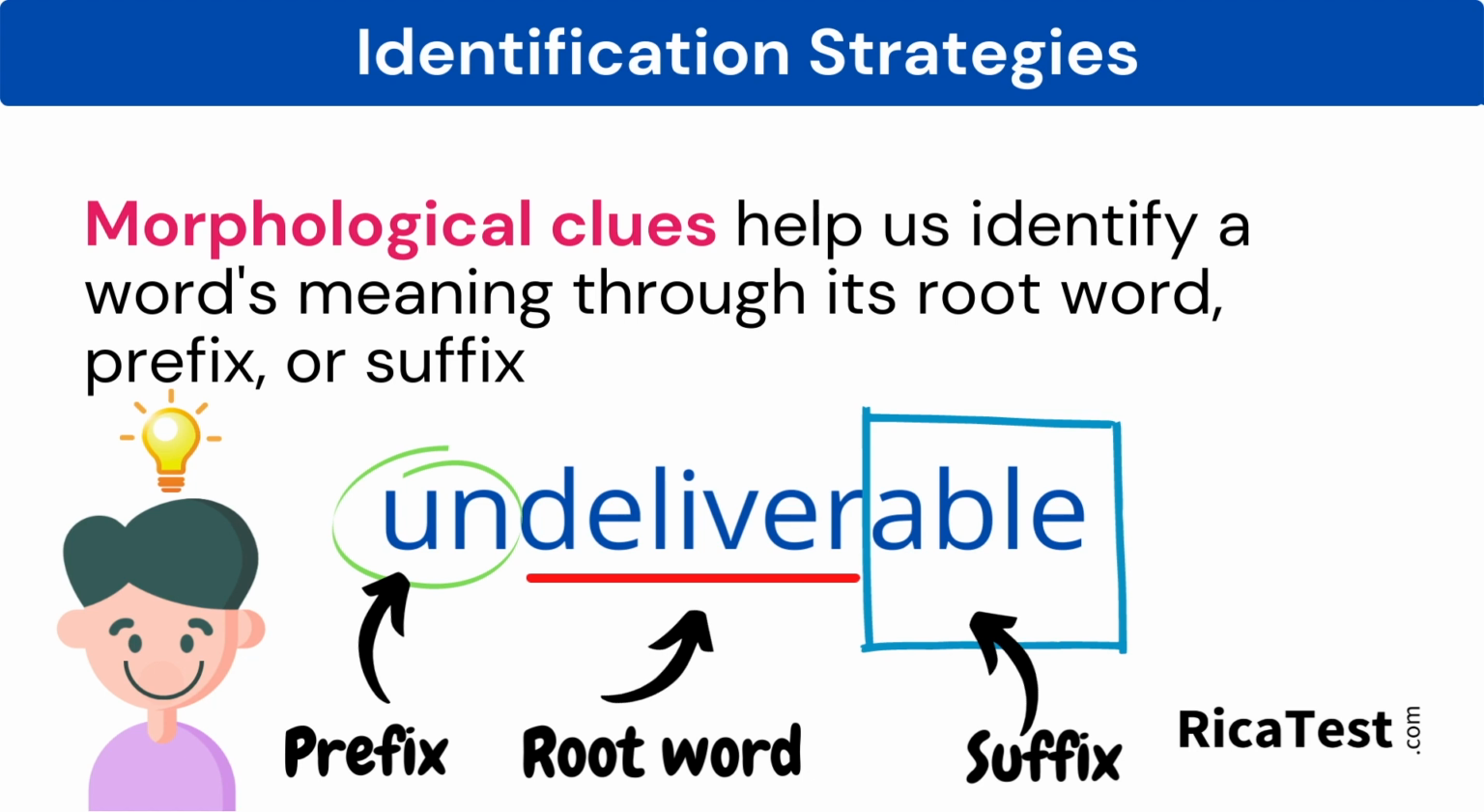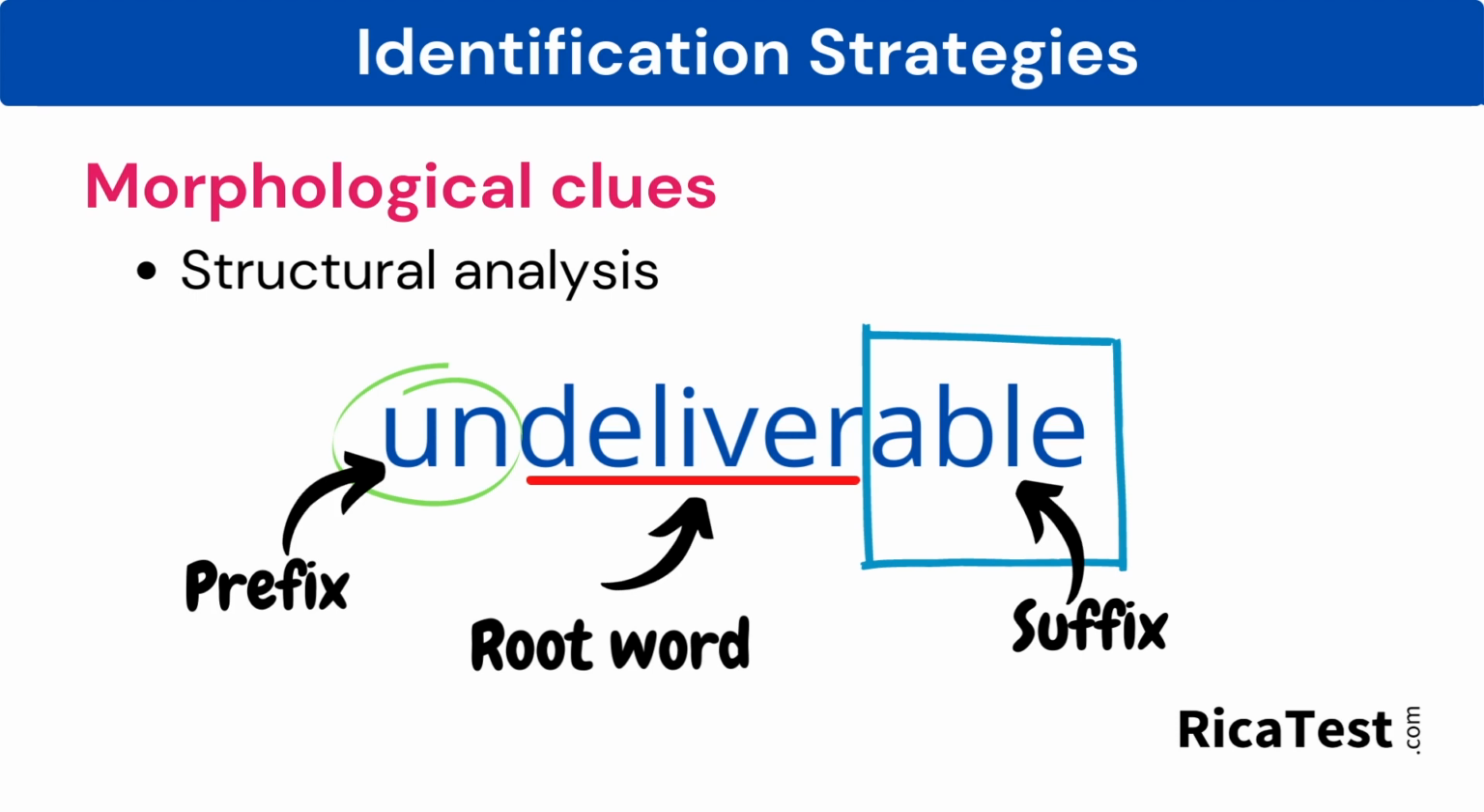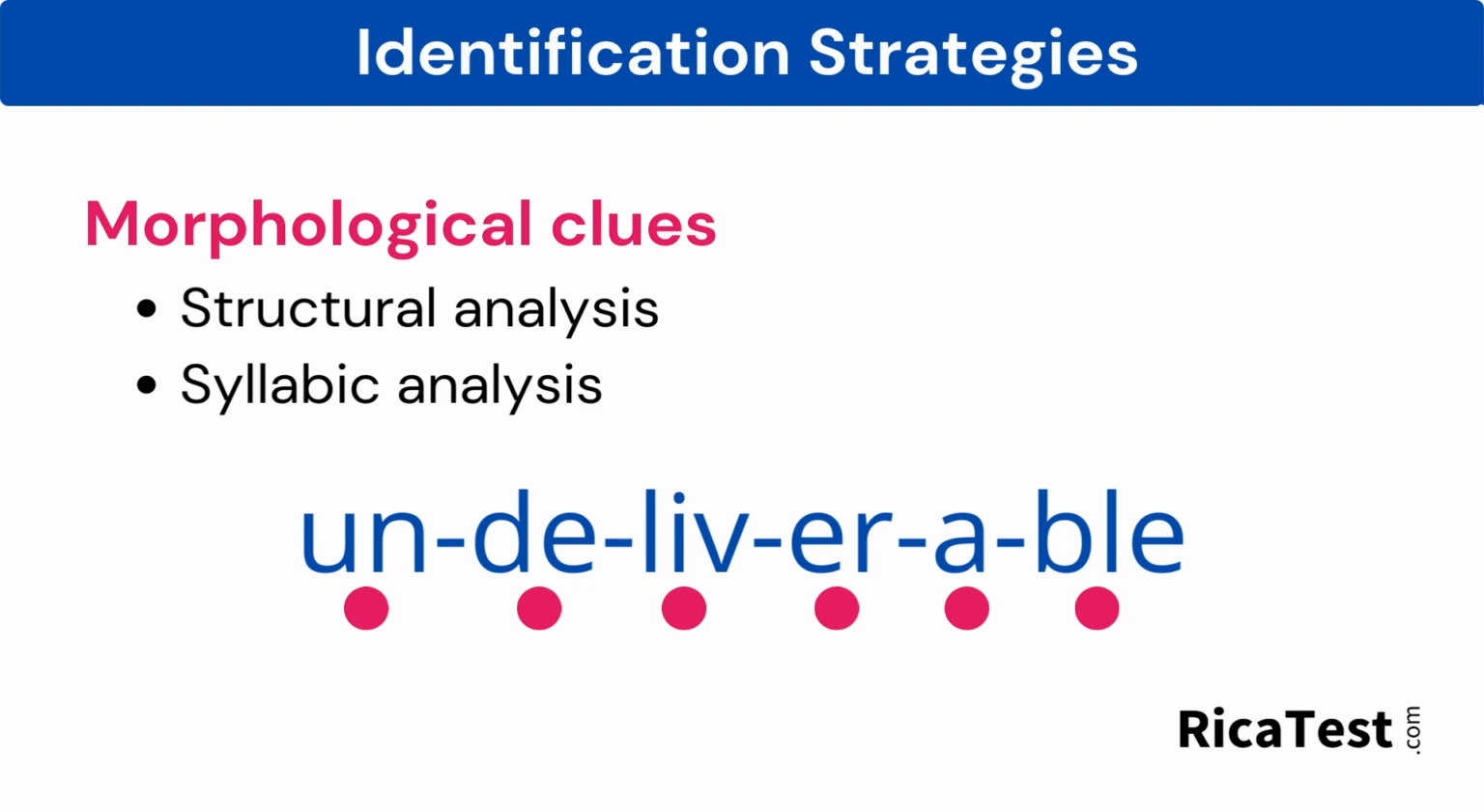It is undeliverable. It's important to note that 2 parts make up morphological clues. The first is structural analysis, which is analyzing the parts of the word to understand its meaning. This is what the student from the previous slide just accomplished. Second is recognizing a word by its syllables, which is called syllabic analysis.